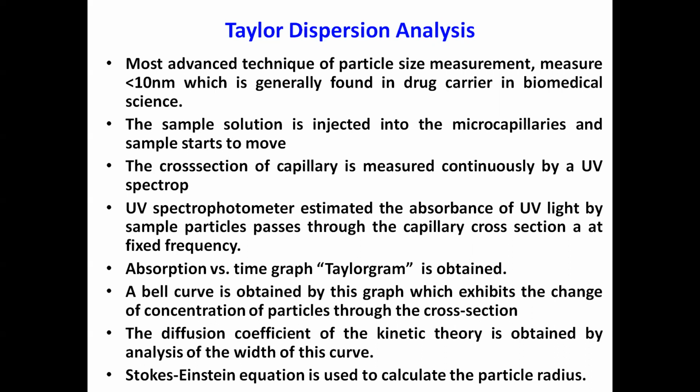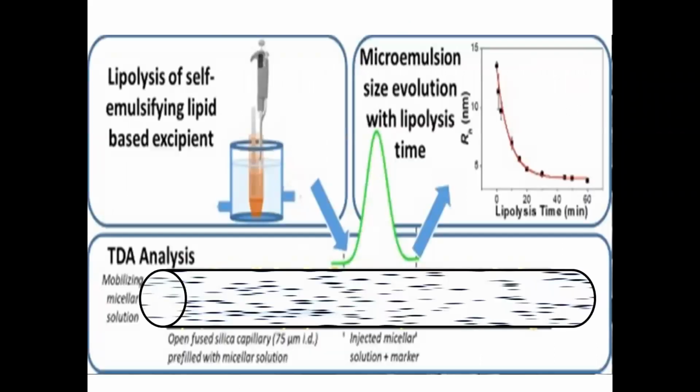The cross-section of the capillary is measured continuously by UV spectroscopy. The UV spectrophotometer estimates the absorbance of UV light by sample particles passing through the capillary cross-section at a fixed frequency. An absorption versus time graph, called the Taylorgram, is obtained by this technique. A Weyl curve is obtained from this graph, which exhibits the change of concentration of particles through the cross-section. The diffusion coefficient of kinetic theory is obtained by analysis of bits of this curve. The Stokes-Einstein equation is used to calculate the particle radius.